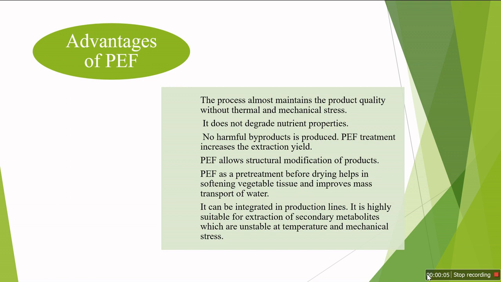Pulse electric field processing almost maintains the product quality without thermal and mechanical stress. It does not degrade nutrient properties. No harmful byproducts are produced. PEF treatment increases the extraction yield. PEF allows structural modification of products. PEF as a pre-treatment before drying helps in softening vegetable tissue and improves mass transport of water. It can be integrated in production lines. It is highly suitable for extraction of secondary metabolites which are unstable at temperature and mechanical stress.